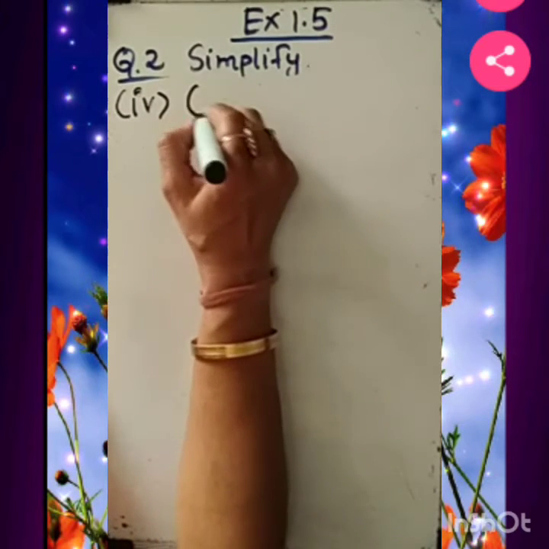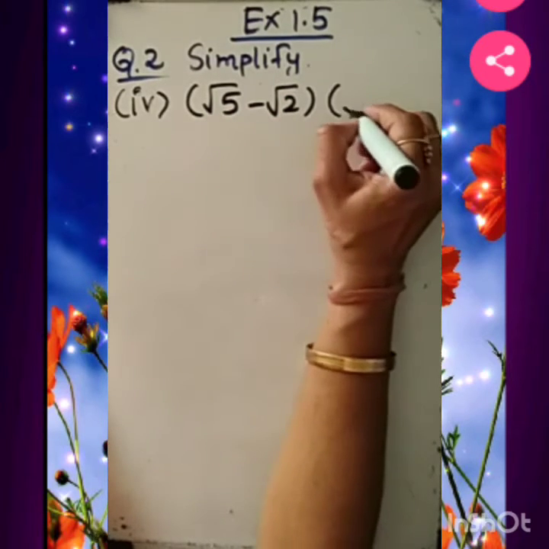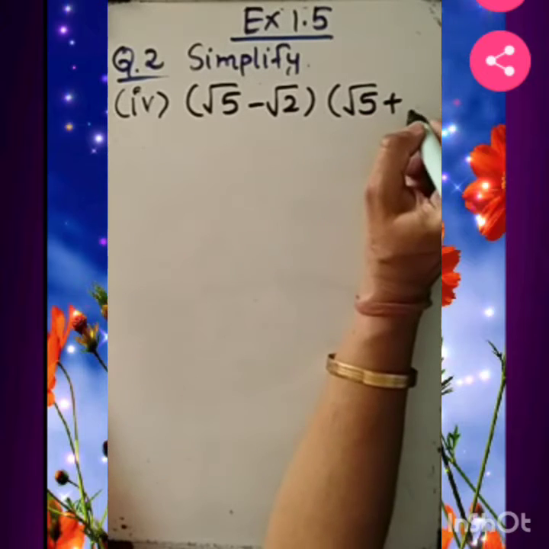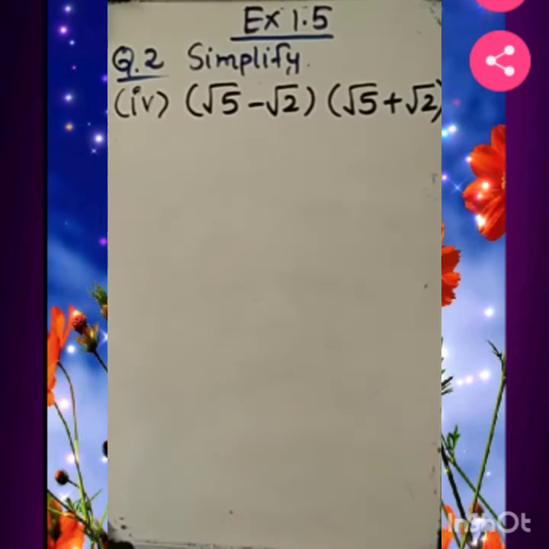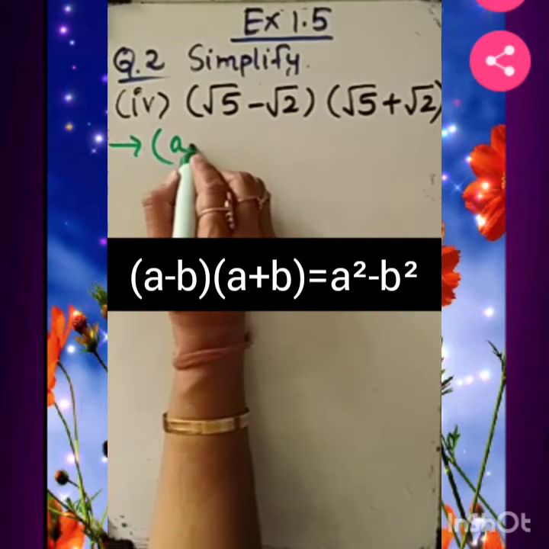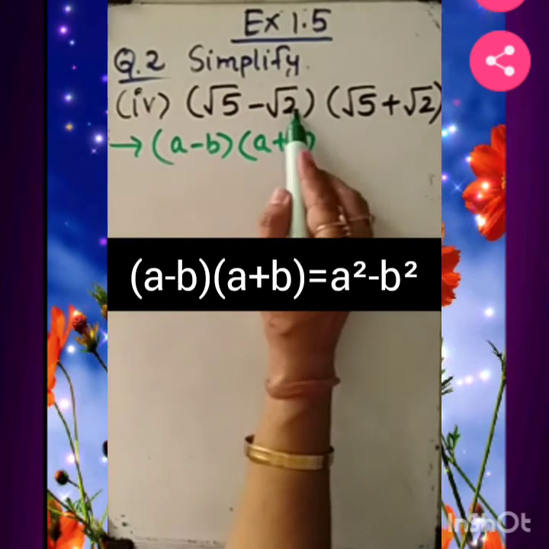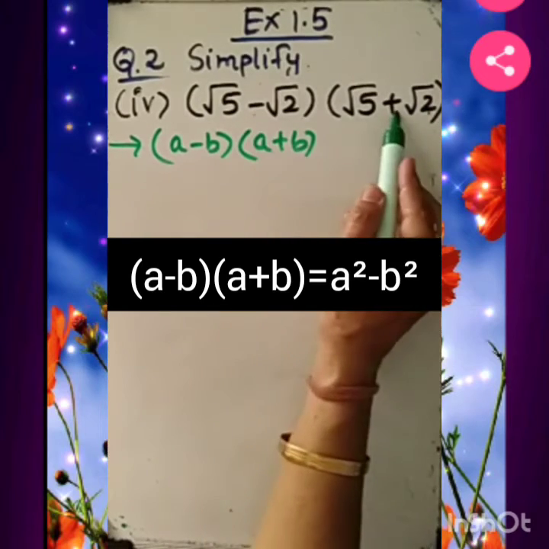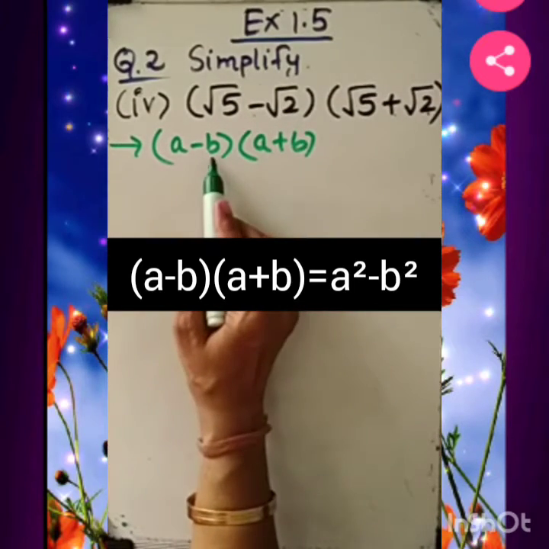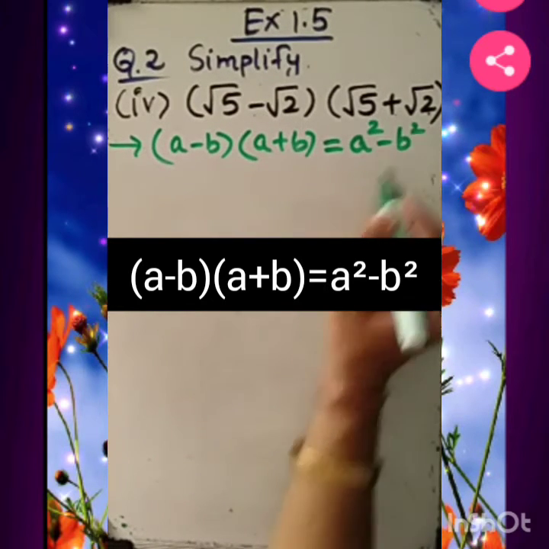Okay. The question says under root 5 minus under root 2, and in another bracket also under root 5 plus under root 2. Now be a keen observer, my dear students. You can observe here clearly again the same identity, just similar to the third identity which we have done, which we call a minus b and a plus b. A is similar, b is similar. Between them only the signs are different. So a minus b times a plus b, of course, gives the result a square minus b square.